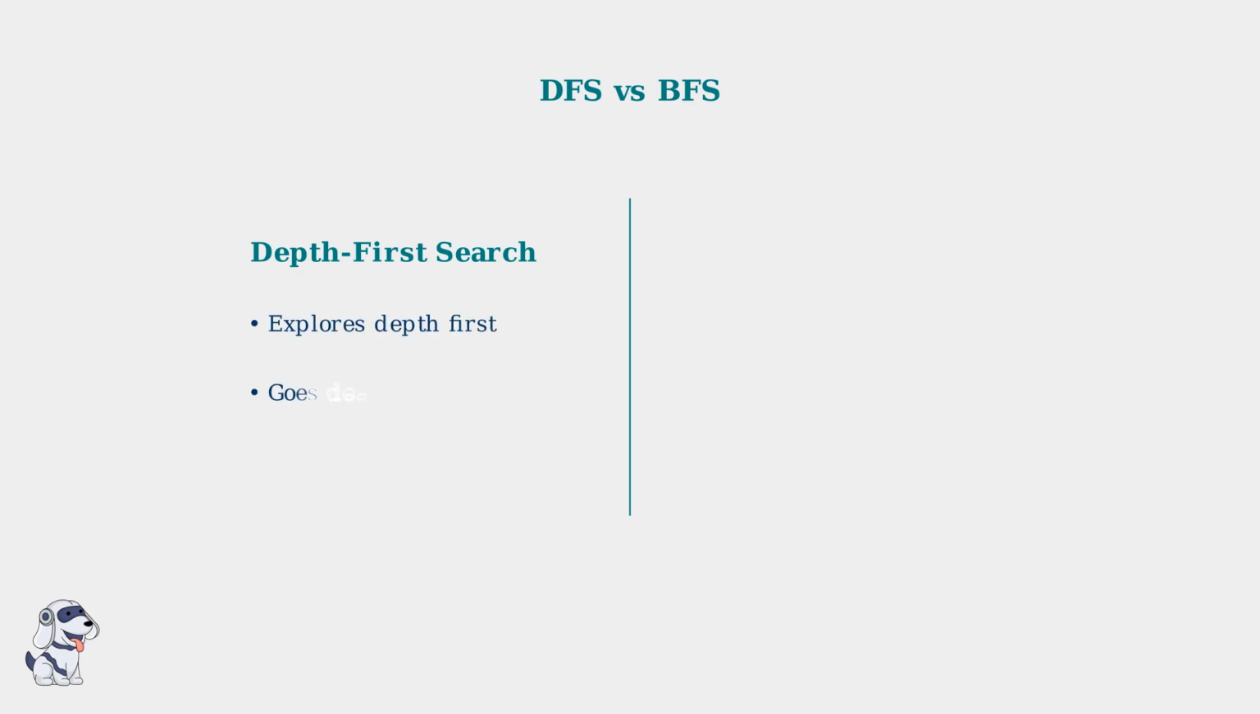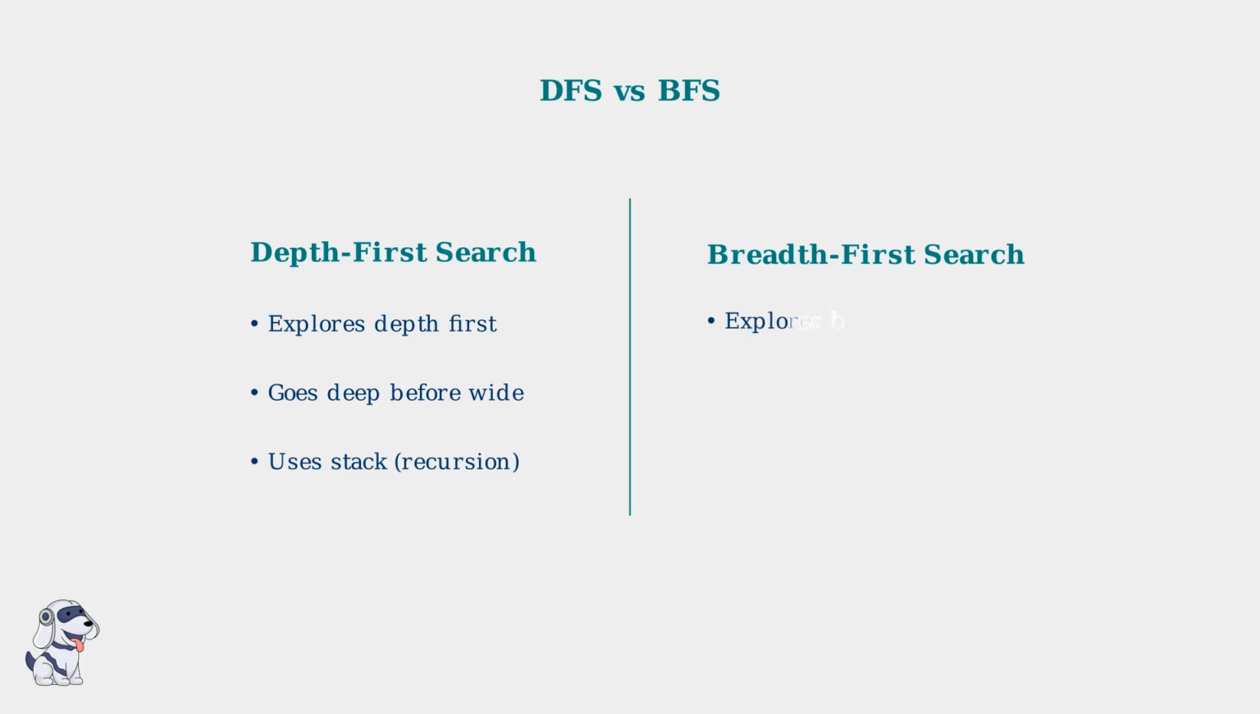To better understand DFS, let's compare it with breadth-first search, or BFS. While DFS explores depth first, going as far as possible along each branch, BFS explores breadth first, visiting all neighbors at the current level before moving deeper. Both are valuable, but serve different purposes depending on what you're trying to achieve.